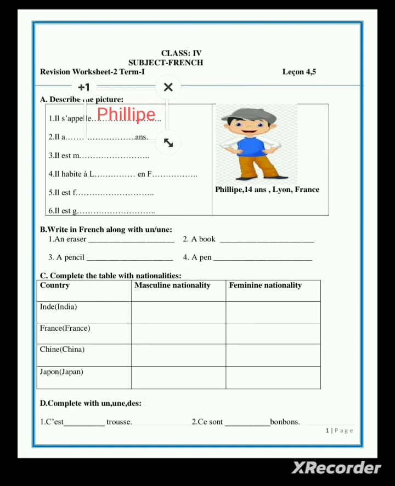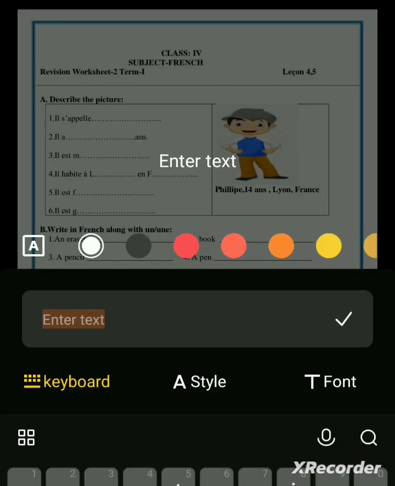Come to the question number 2. Second part. Il a, there is the space, and a means here you need to put the age. Now look at the picture. Here is written 14. So how we say 14 in French? We need to write that 14.